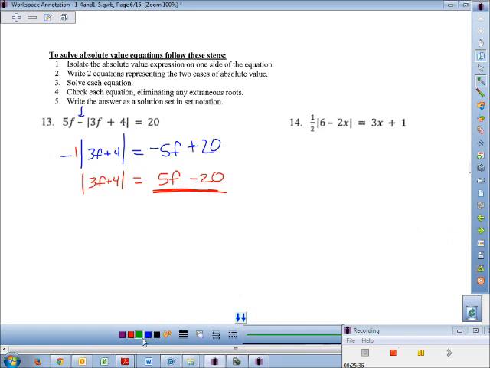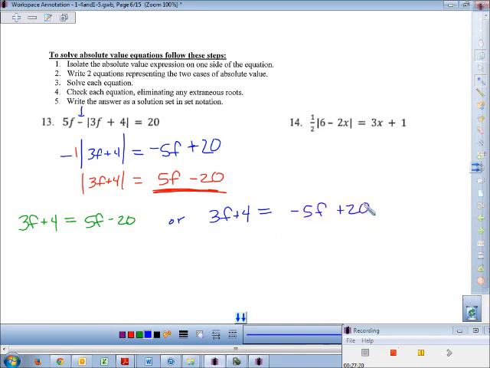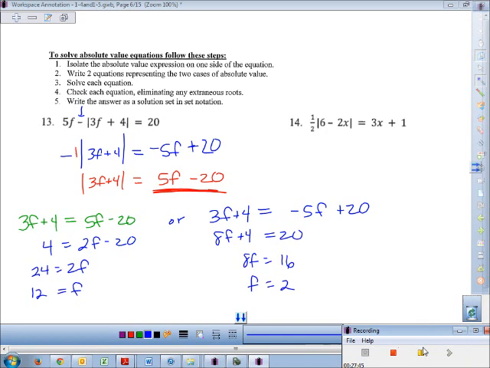So let's do it. Set me up 2 equations with your partner. You take what's in the bars, 3f plus 4, and set it equal to what you see for the first one. Or you take what's in the bars and set it equal to the opposite of what you see. So what would it equal over here? Negative 5f plus 20. Now solve each situation. Hopefully you get f equals 12 and f equals 2. Are we okay with those? Now it's time to check to see if there's extraneous roots.